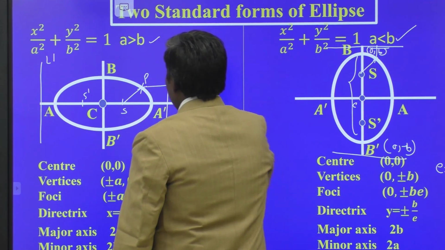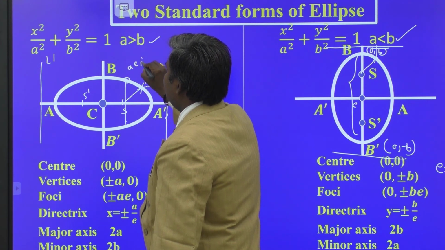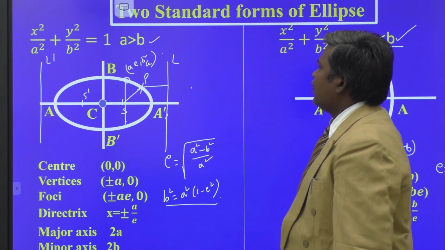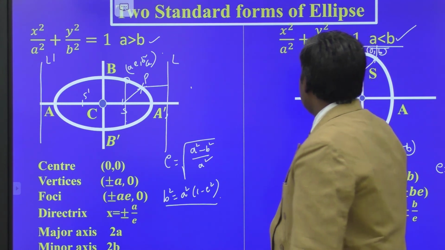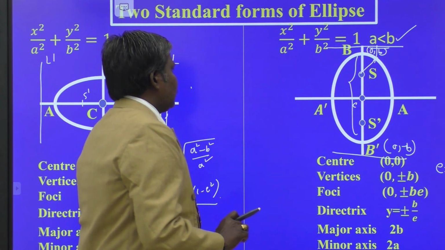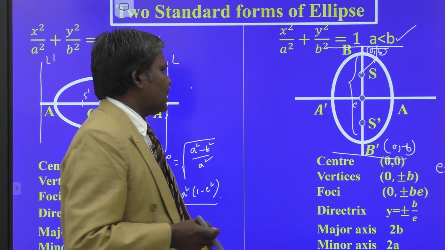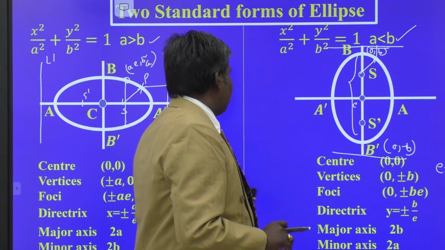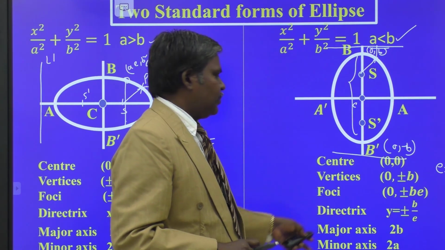So what are the extremities of the latus rectum? One end, the positive end, is what? ae comma b square by a. This is for x square by a square plus y square by b square equal to 1 for a greater than b, and another standard form is x square by a square plus y square by b square equal to 1 for a less than b. So, dear students, all these formulas must and should be remembered with the help of the concept. Don't mug them up.